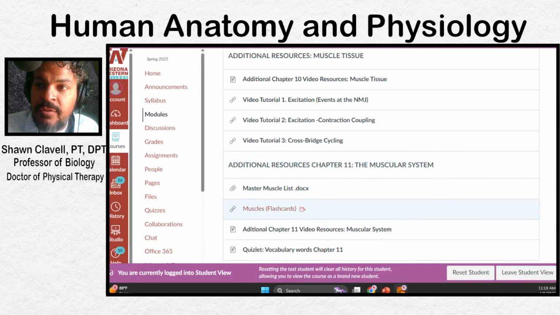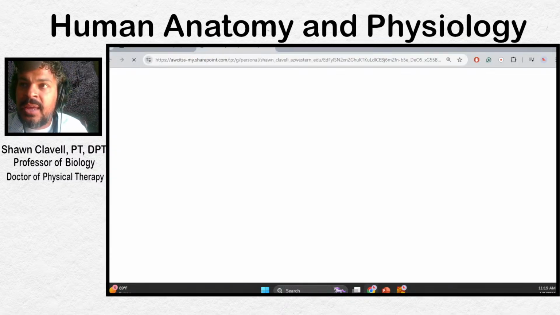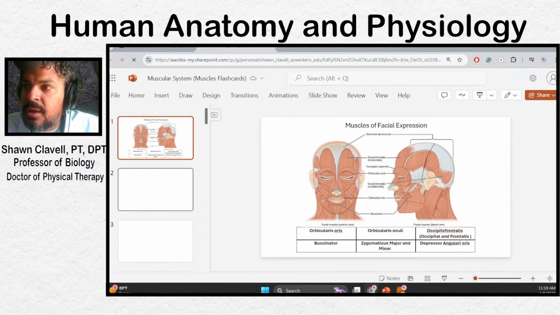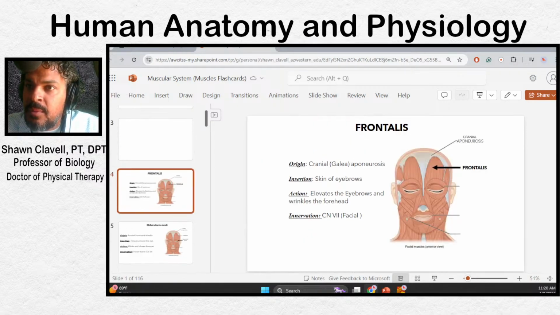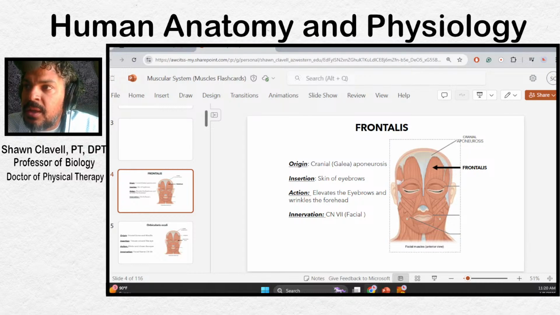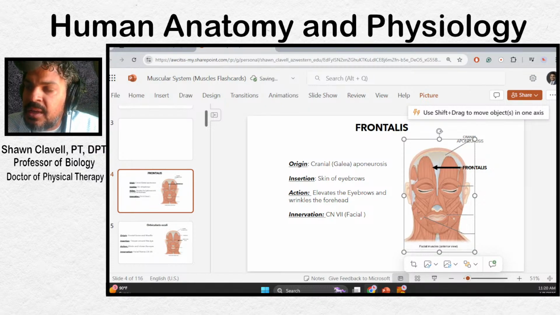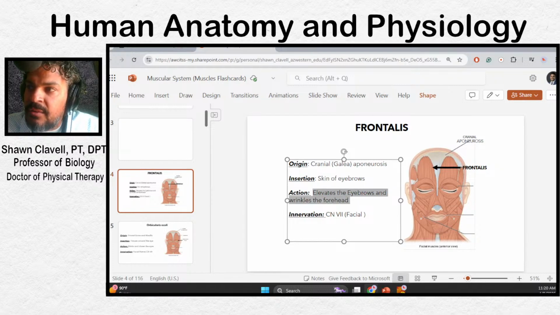And then there are flashcards, right? So I've provided a PowerPoint document in which you'll have all the information that you need to know about these muscles located right there, right? So what would you need to know about a muscle like the frontalis? Well, it's located on the forehead. It has an origin, the cranial aponeurosis. It inserts into the skin of your eyebrows. And what is its response? Well, it elevates the eyebrows and wrinkles your forehead, right? Like, what is its action?